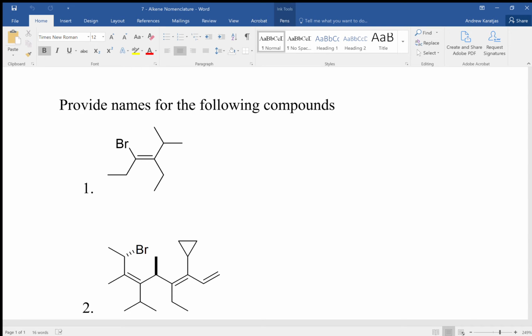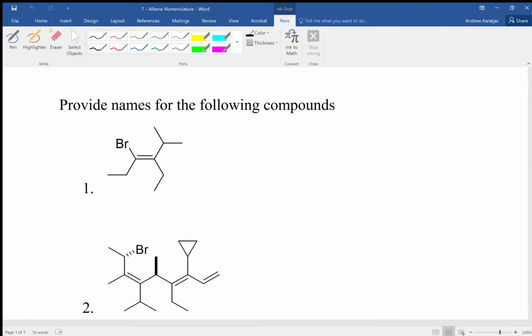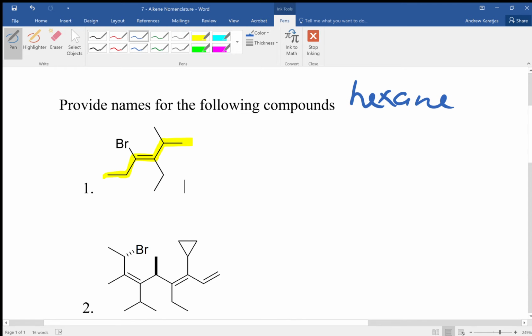Alright, so let's take a look at these now. Again, as we know, the first step on these problems is always find the parent alkane. And in this molecule, we can find that along this path. And that gives us a total of 6 carbons. So 6 carbons is hexane. But because we have an alkene here, it becomes hexene.